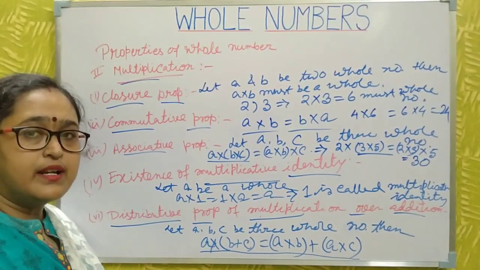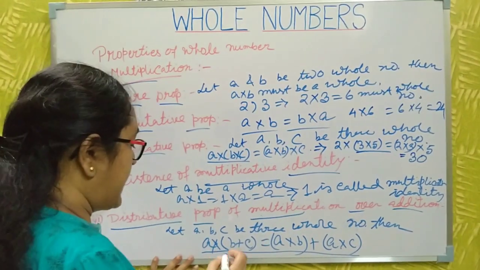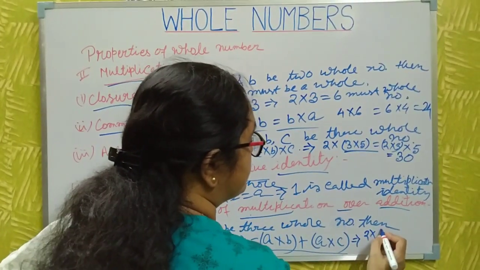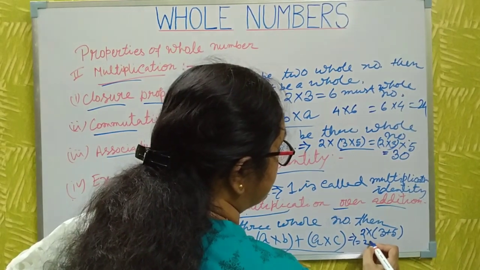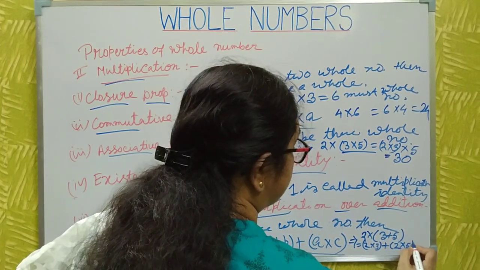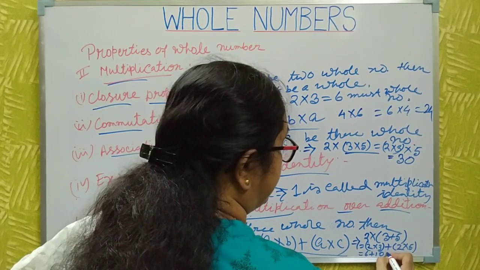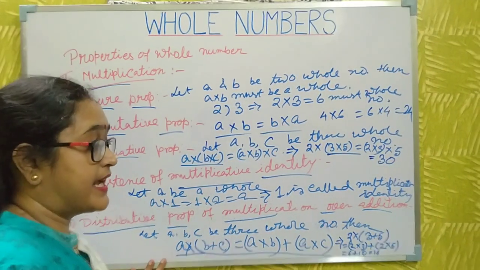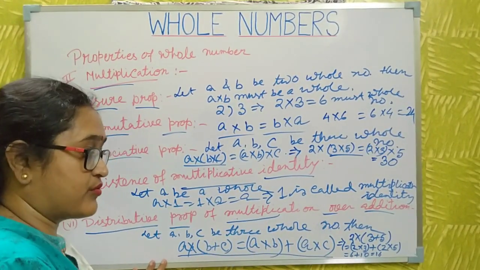Okay. Let's take an example under the distributive property. I take an example here. 2 into 3 plus 5 is equal to, also I can write, 2 into 3 plus 2 into 5. This is 3 2s are 6 plus 2 5s are 10 is equal to 16. This is also, 5 plus 3 is 8 and into 2, 16 also. This is the distributive property.